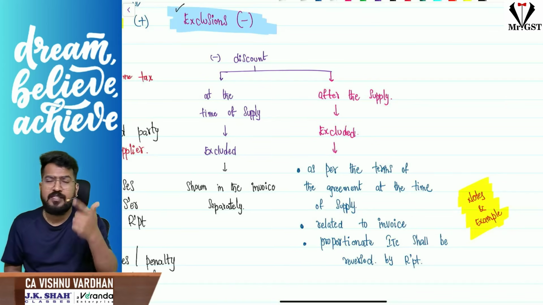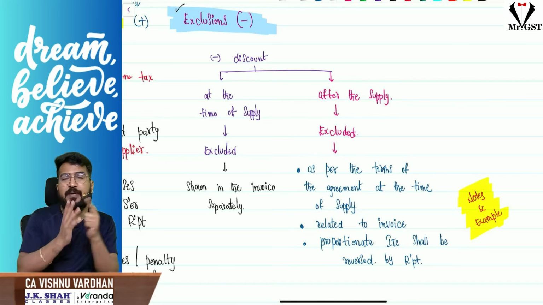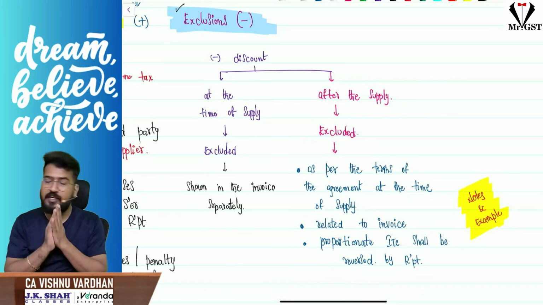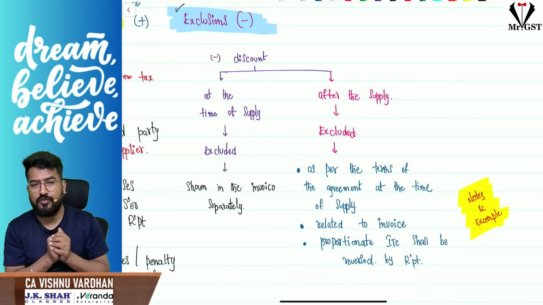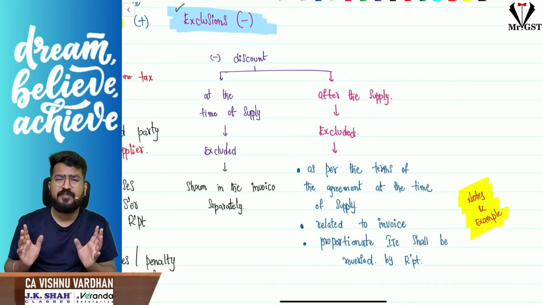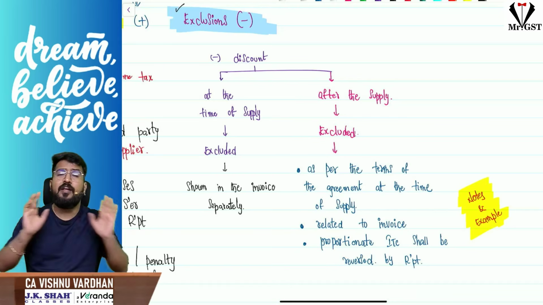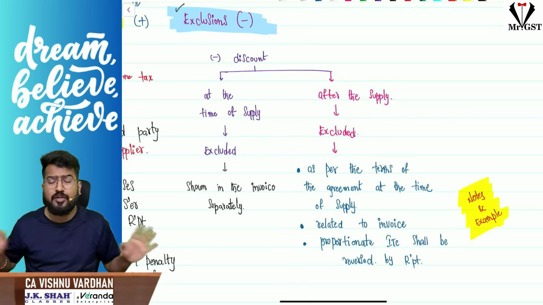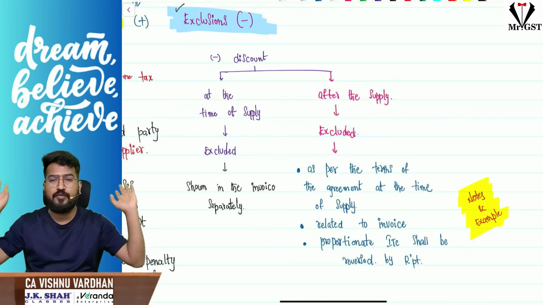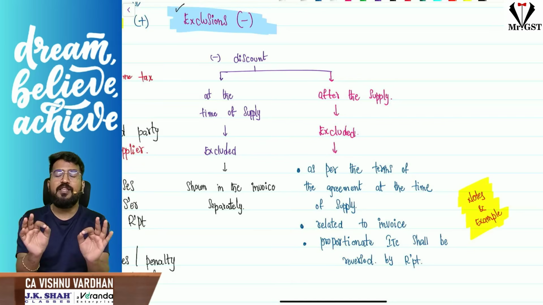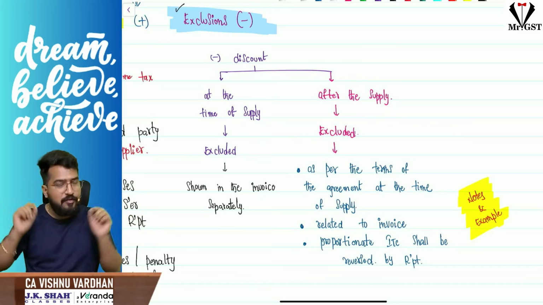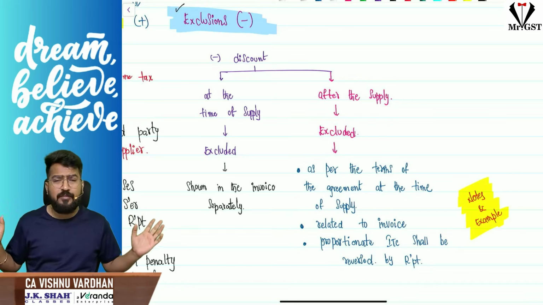Number 2, that discount should be linked to a particular invoice. And number 3, proportionate ITC should be reversed by the recipient. Then the discount will be excluded. Suppose you are not satisfying these conditions, it doesn't mean that law is prohibiting you from giving discount. You give discount to your customer, we are not stopping you, and show that in your books of accounts. We are not worried about that. Only thing, I will not give you benefit under GST if you don't follow these 3 conditions. If you follow all these 3 conditions, enjoy the benefit from GST also.